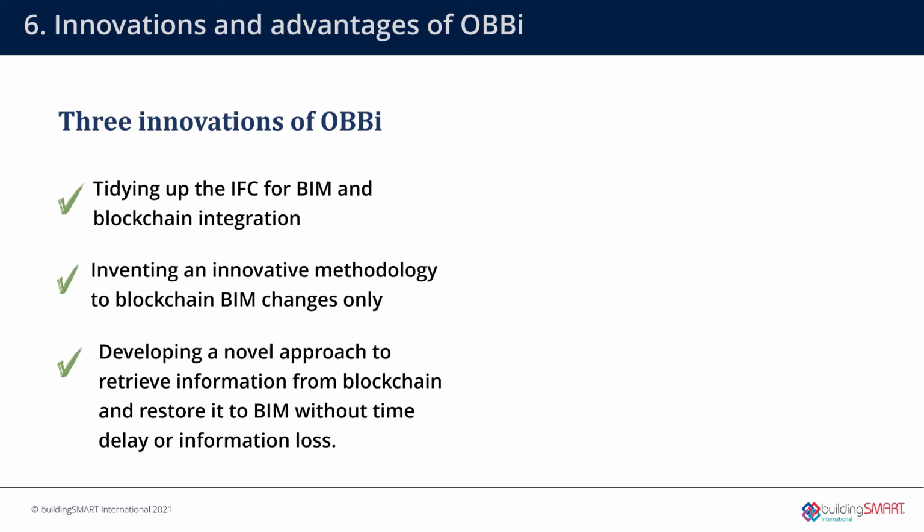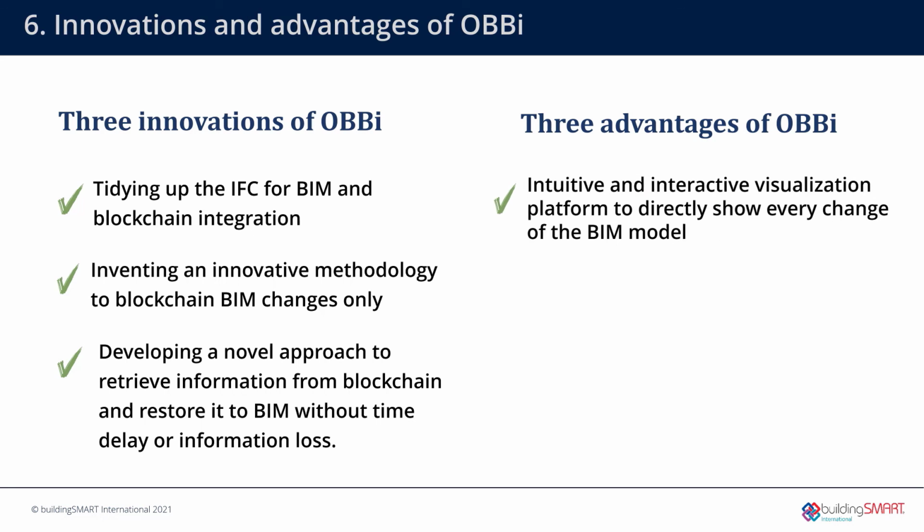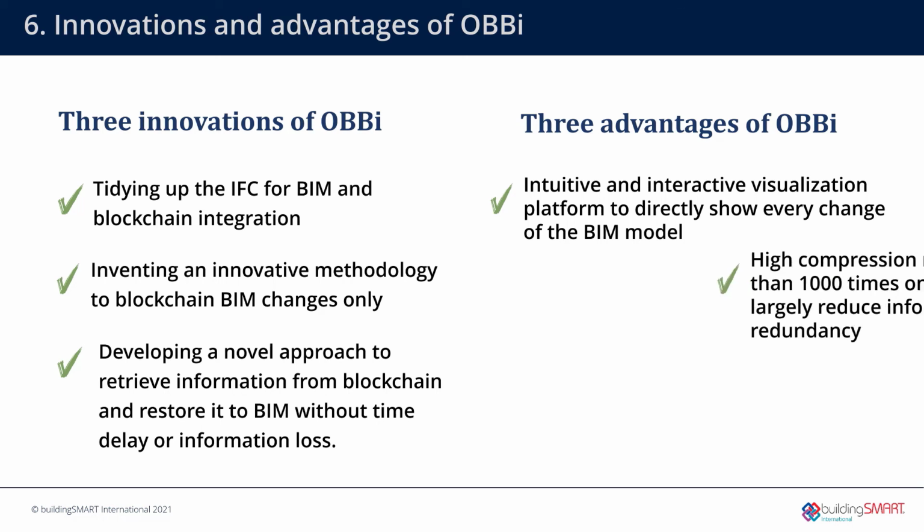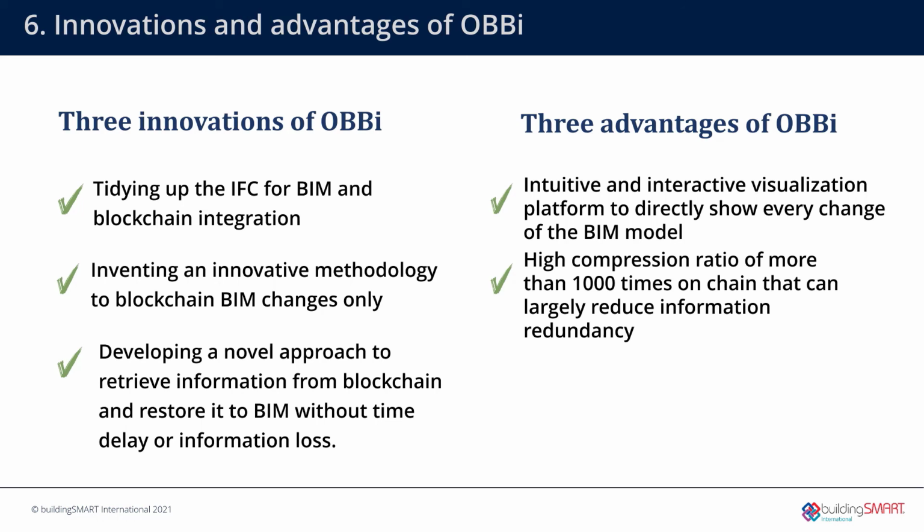To wrap up a bit, our BIM solution has three advantages. Firstly, we offer an intuitive and interactive visualization platform using openBIM and directly show every change of the BIM model so that stakeholders can track the model changes and check the authorships in a real-time manner. Secondly, our OB solution offers a high compression ratio of 800 to 1500 times to store the changes on blockchain, so that the very tricky information redundancy problem can be largely resolved.